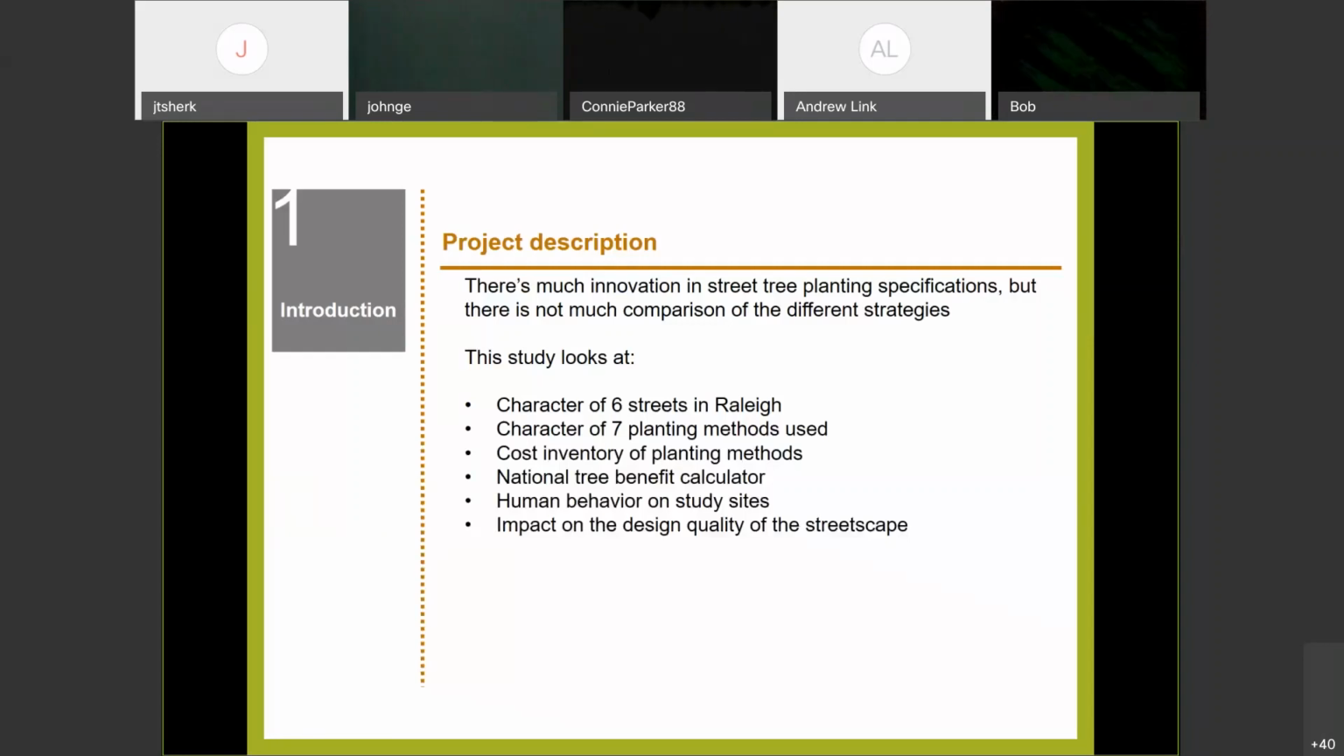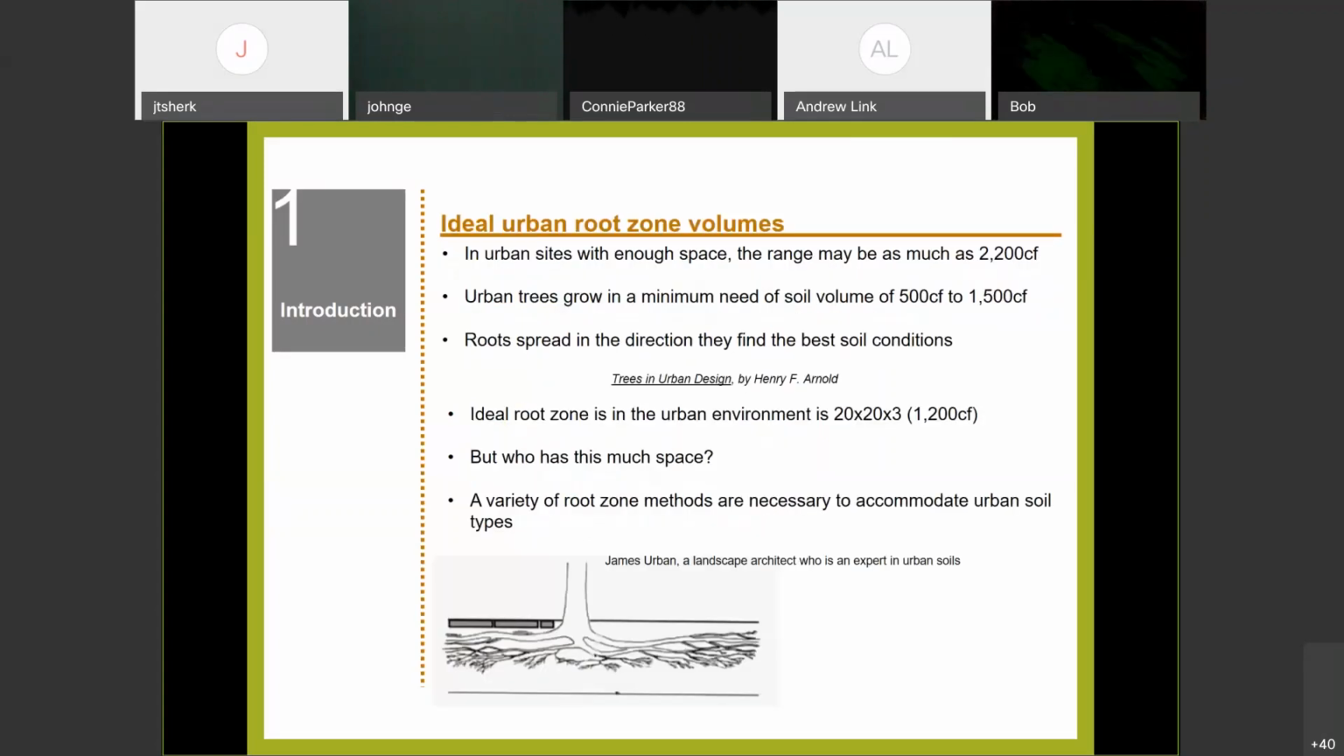So what did we do? Well, there was a lot of information, but there wasn't much comparison of these different strategies of how trees are planted in the streetscape. So we looked at 6 streets in Raleigh and 7 planting methods. Ooh, I'm going to have to fly through because we're almost out of time. So we would like to have 2,200 square feet, but 500 to 1,500 is bare minimum.